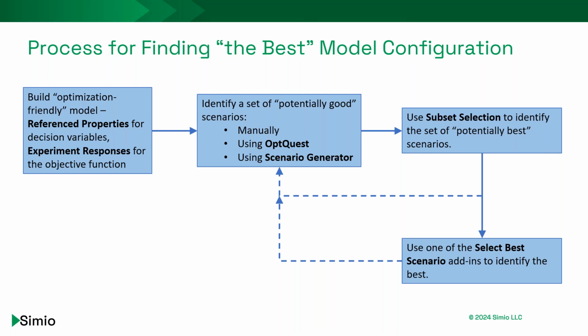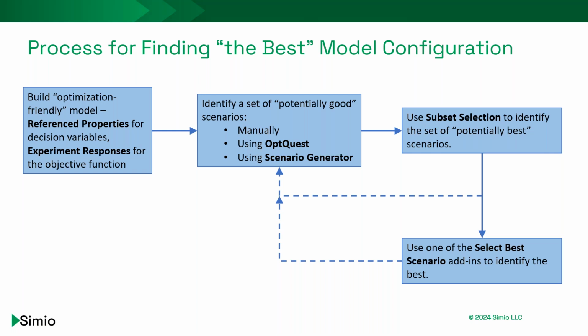Once I have my optimization-friendly model, I want to identify a set of potentially good scenarios. We looked at 3 ways to do that here. One is manually. I could just guess, and for a relatively straightforward optimization like the one that I'm doing here, manual works pretty well. You can zero in on this one pretty well. OptQuest is going to work a little faster and be a little bit more comprehensive for you. And Scenario Generator is also quite useful. Scenario Generator is a tool where you can do some coarse evaluation, and then you can do more detailed evaluations. It's a very flexible tool for finding this potentially good set of scenarios.